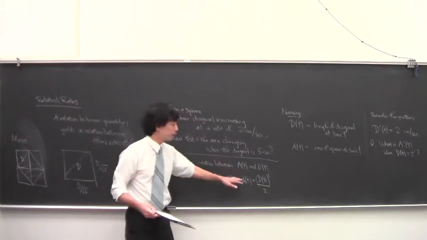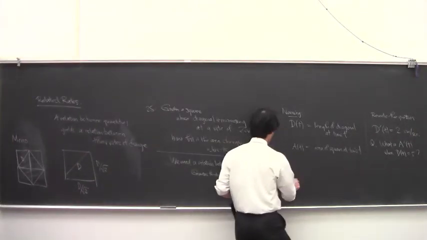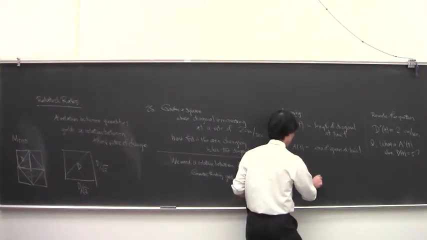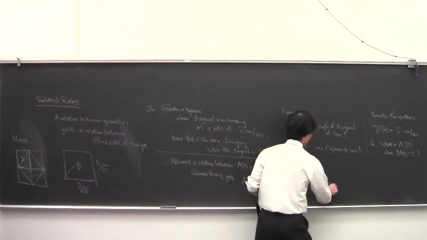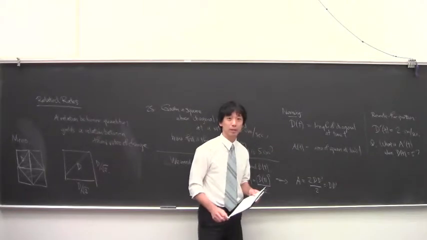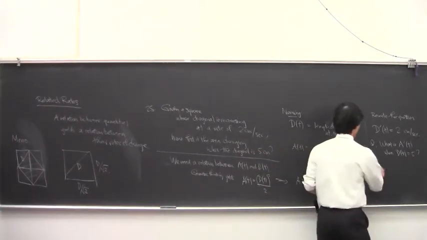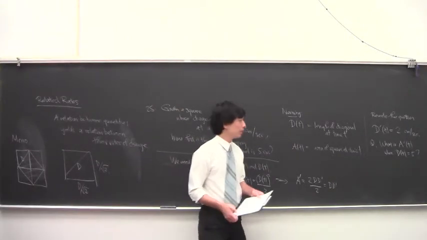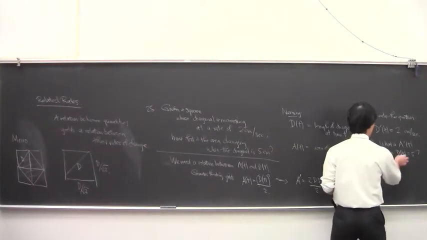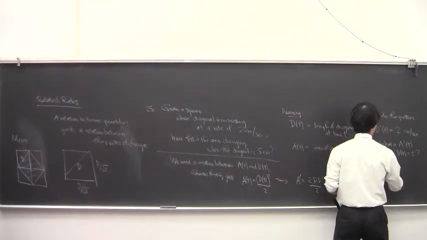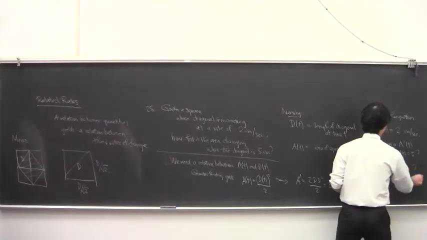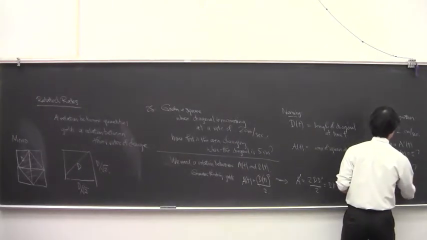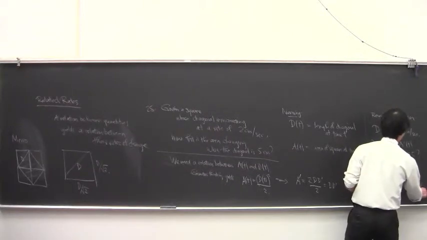Okay, so from here you differentiate that, and you get A prime is 2d d prime over 2. In other words, A prime is d d prime, and so you can answer your question: what is A prime when d is 5? A prime is going to be 5 times 2, which is 10 centimeters squared per second.